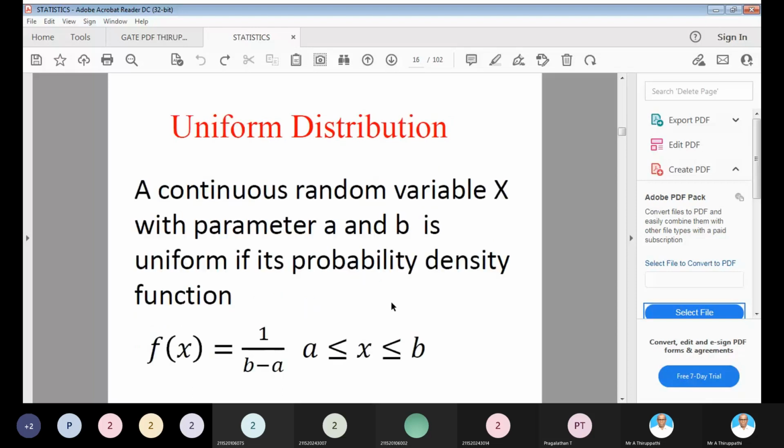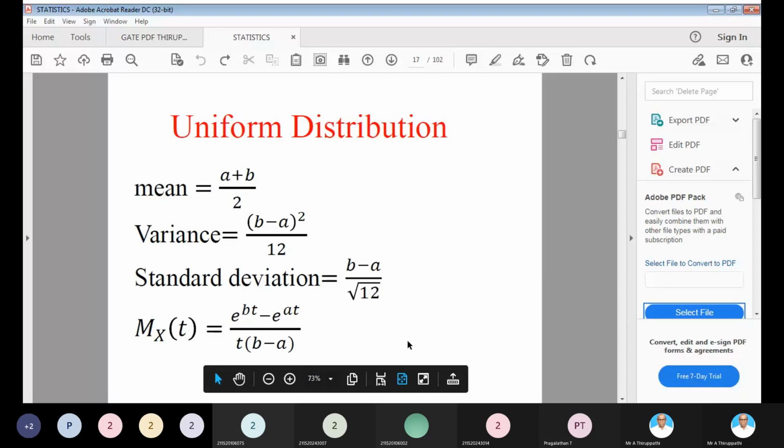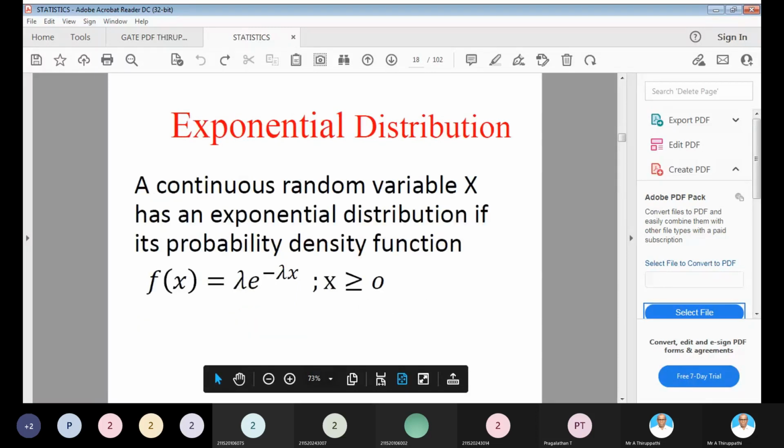Uniform: f of x equal to 1 by b minus a. Mean of uniform, very simple formula. Mean is equal to a plus b by 2, variance is b minus a the whole square by 12, and the standard deviation is b minus a divided by root of 12. So Mx of t, the moment generating function, is e to the power bt minus e to the power at by t into b minus a.